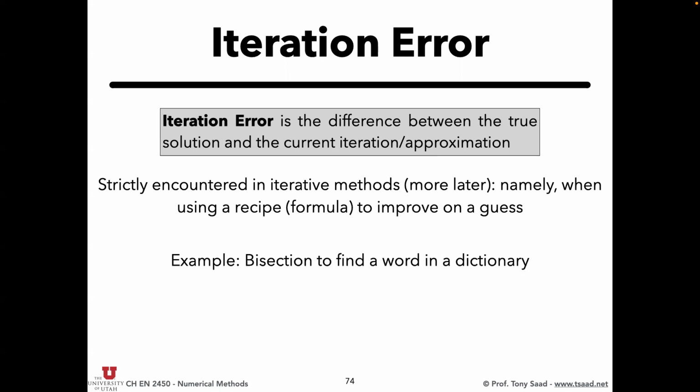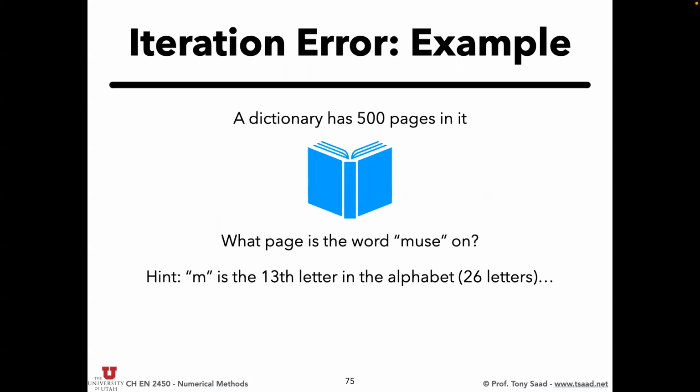To refine a guess. Now, one example I give of this, and I inherited that from Professor Sutherland, which I think is a cool example. Take a dictionary that has 500 pages in it, okay? And you ask the question, where do you think the word muse is located, on what page? And one hint is that the letter M is kind of halfway through the alphabet, okay?